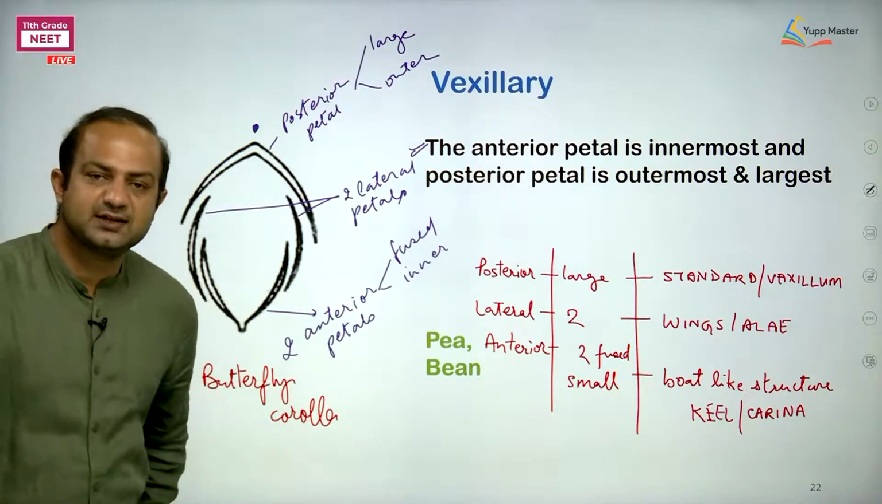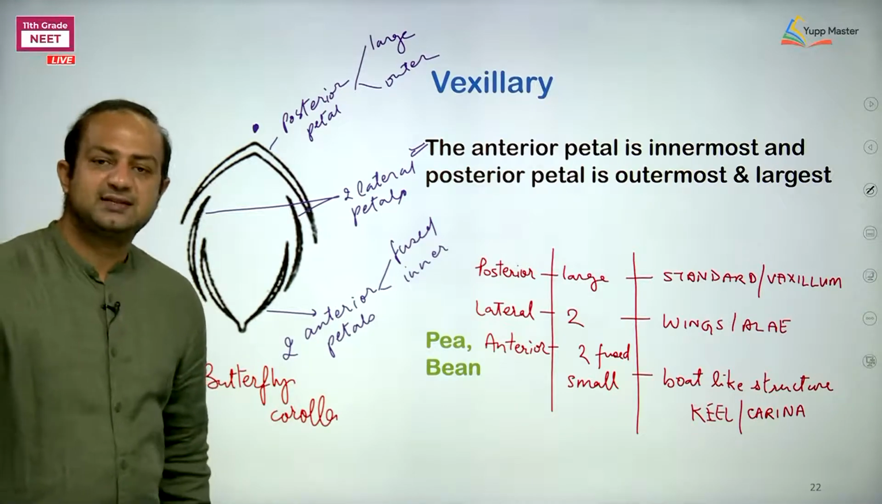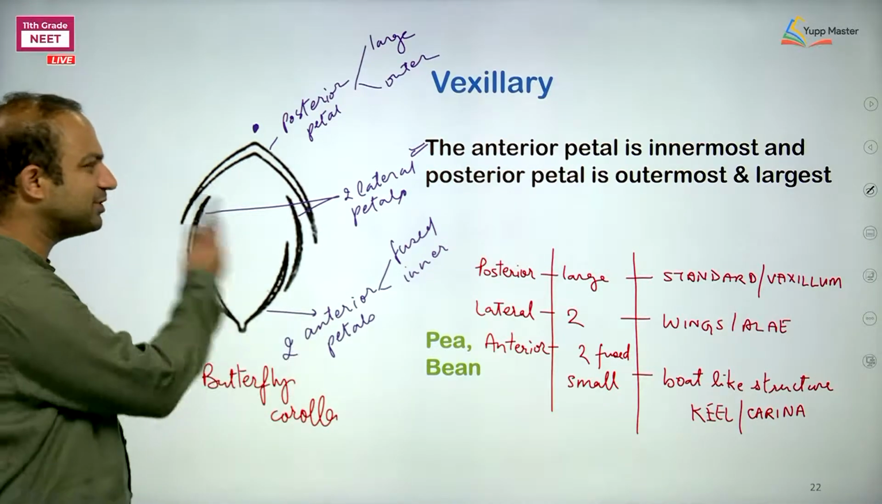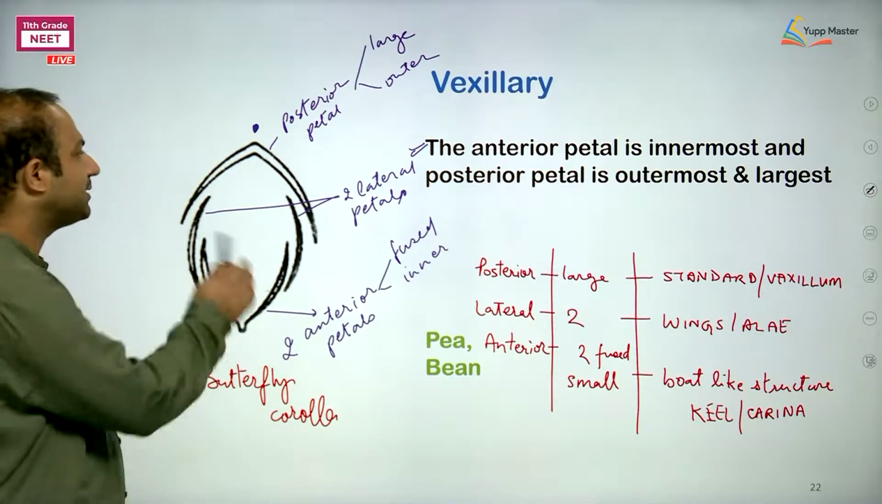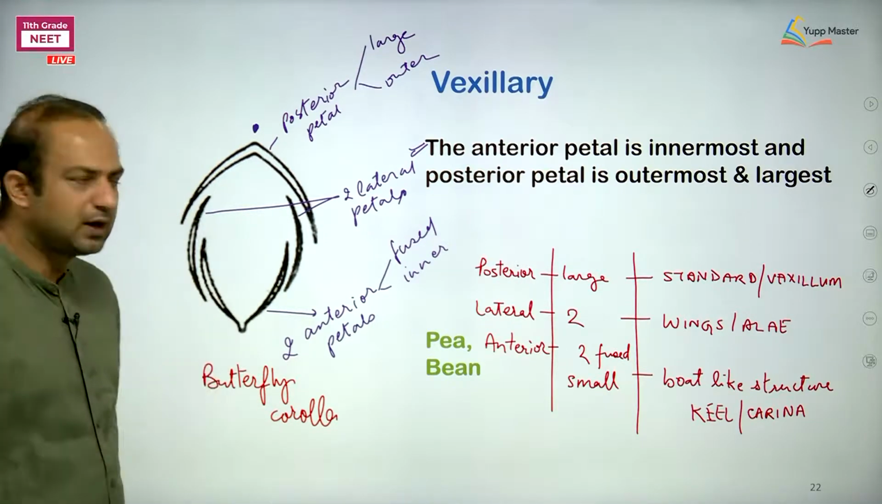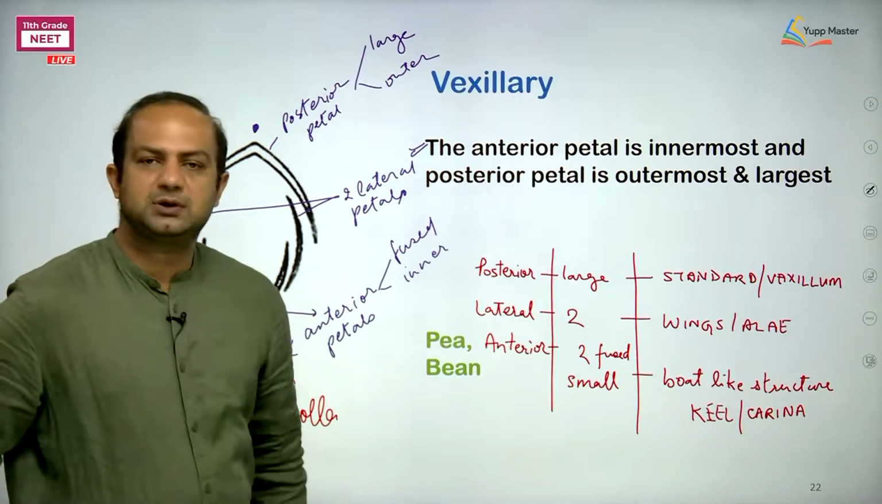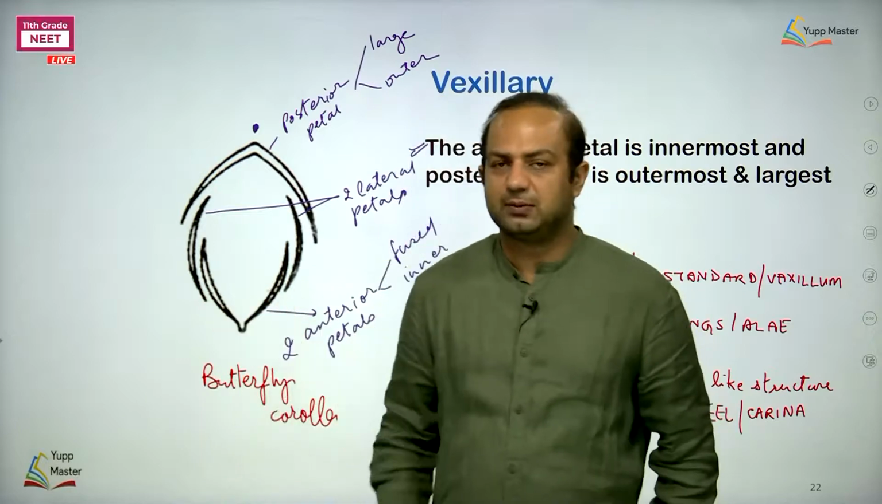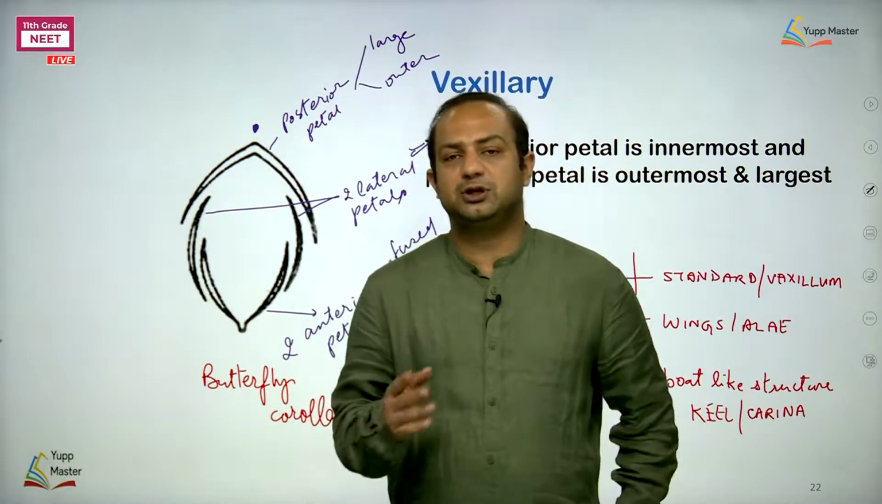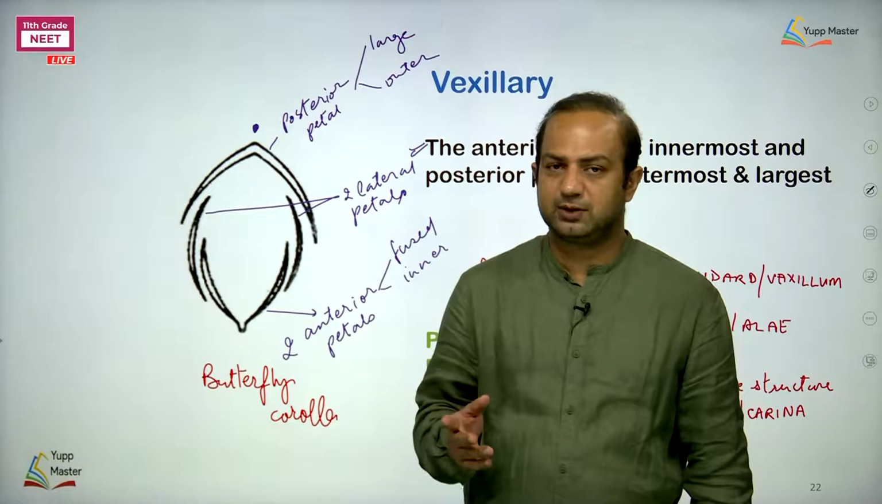This is vexillary aestivation. The other name is descending imbricate, just opposite to the previous one, right? That was stated as ascending imbricate. This is descending imbricate. Okay. So this is what we need to study about aestivation and the structure of the parts of the flower so far. Now we need to study the sexual parts as well, androecium and gynoecium, in the coming class.